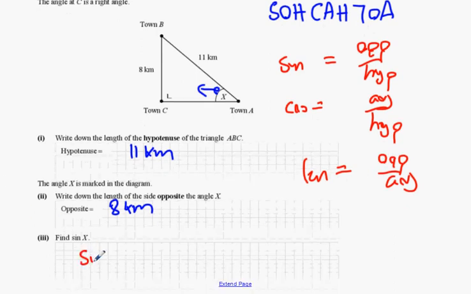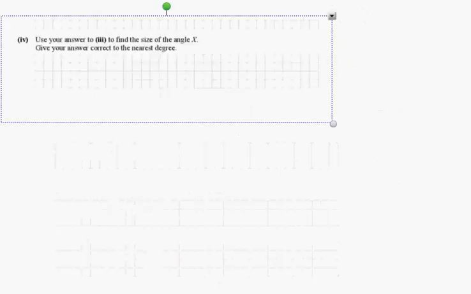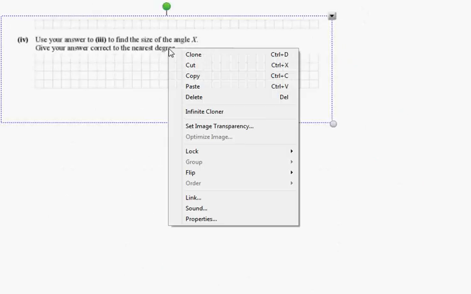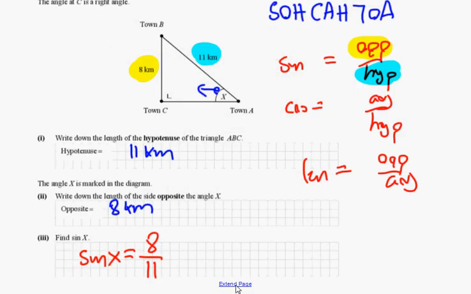Okay. So what is sine x then? Sine x is using what? Opposite over hypotenuse. Hypotenuse is that one. The opposite is that one. So what do we need to write down? 8 over 11. Everybody right with that? Now, find the size of the angle x to the nearest degree. Does anybody remember how to find the size of the angle?